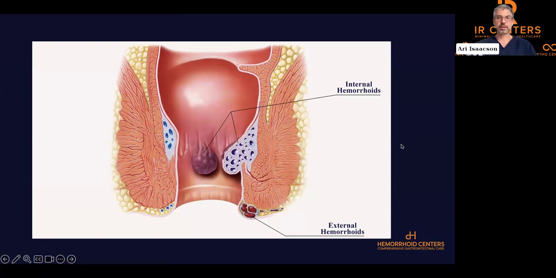You can see from this diagram that the internal hemorrhoids occur within the rectum. There's a line here called the dentate line. They start above the dentate line and they kind of sag down. A lot of times they prolapse, or sag all the way out of the anus, and can be seen or felt out of the anus. As opposed to external hemorrhoids, which occur more towards the skin here, and they have a completely different blood supply. They also have different symptoms, and we'll talk about that a little bit here.